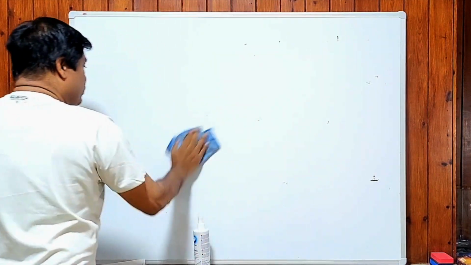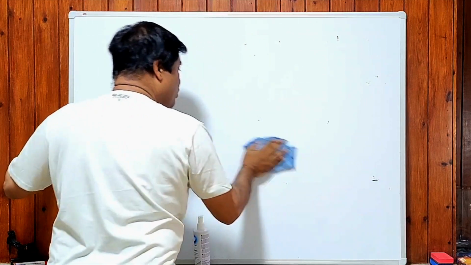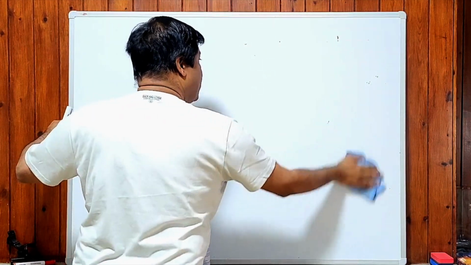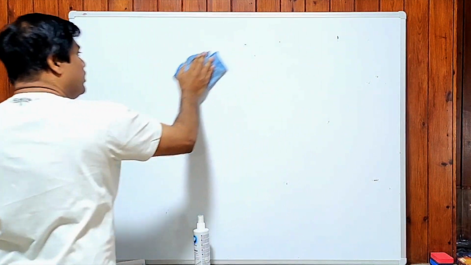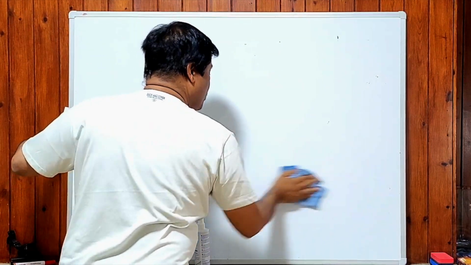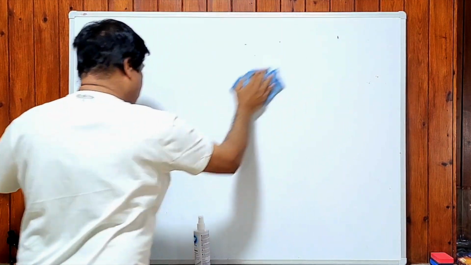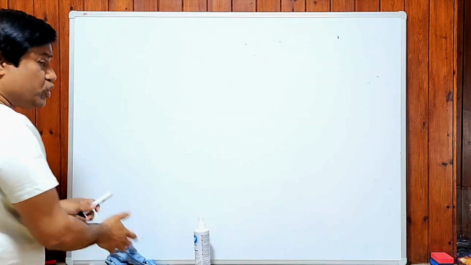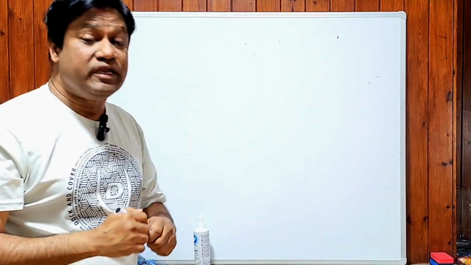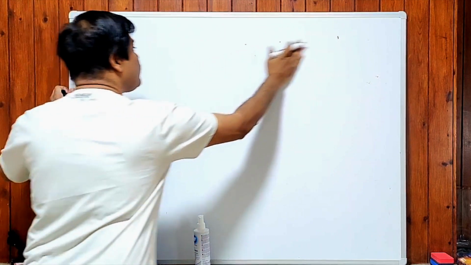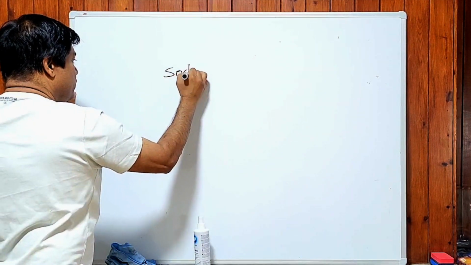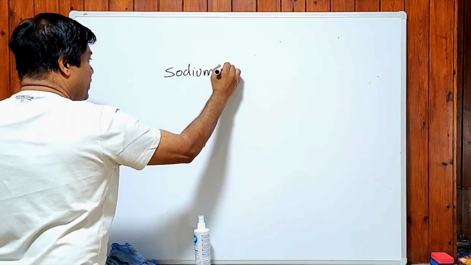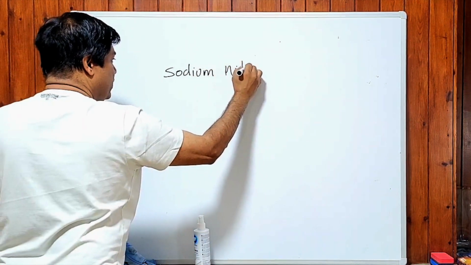Okay, now group 1 metal and group 5 non-metal. Can you give me an example of a compound or ionic bond formed between group 1 and group 5? Look at that. Group 1 and group 5, sodium nitride. How to write the chemical formula of sodium nitride?